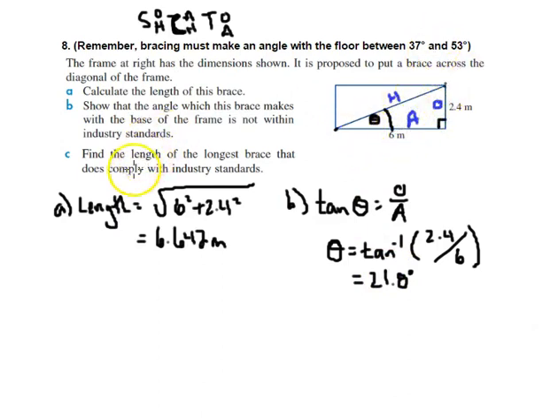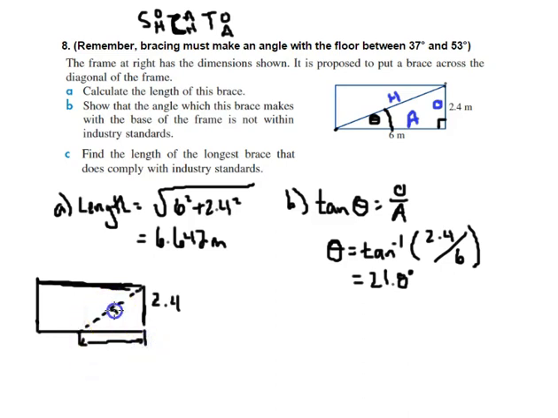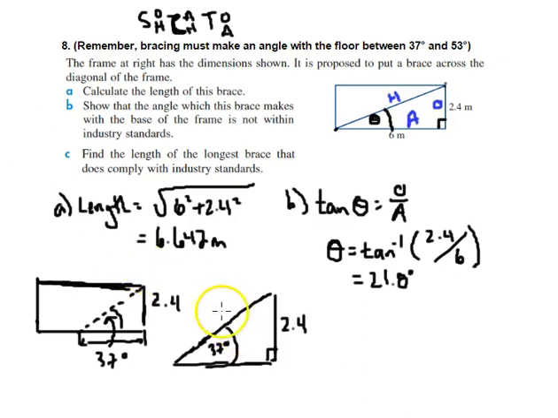Now it says find the length of the longest brace that does comply. Well, guys, we know that the brace, I know it's a terrible drawing, sorry guys, has to go 2.4 high. But the longest brace is going to give us 37 degrees in there. Now, it wants us to find the length. Well, it has to be 2.4 tall here, and it has to be 37 degrees here. So we can find that length using trig. So what we have is a triangle that's 2.4 and 37 degrees, and this would be x.